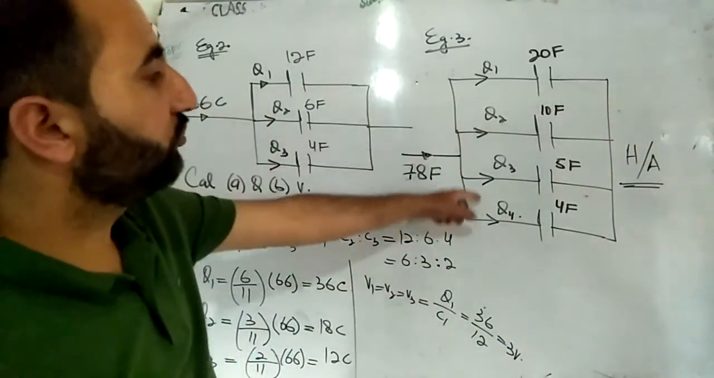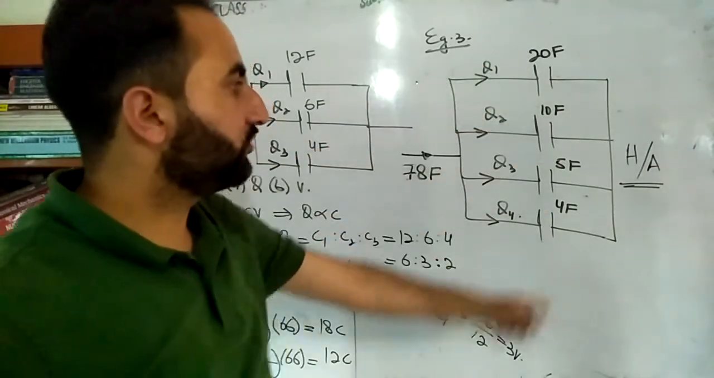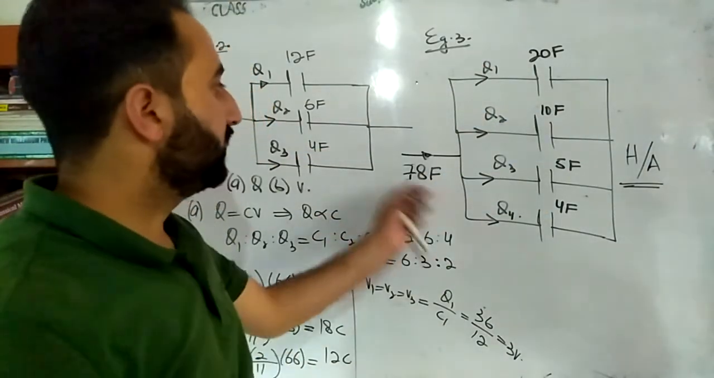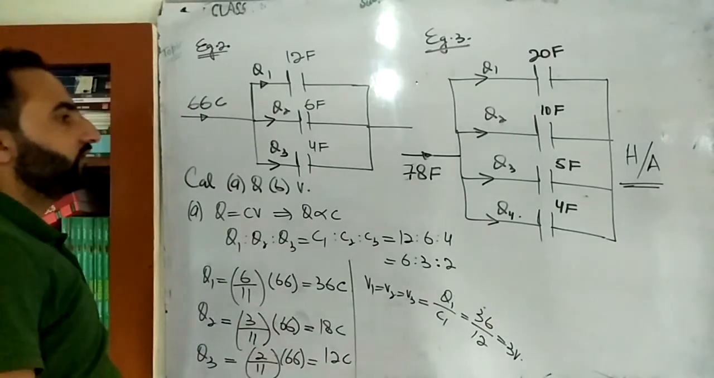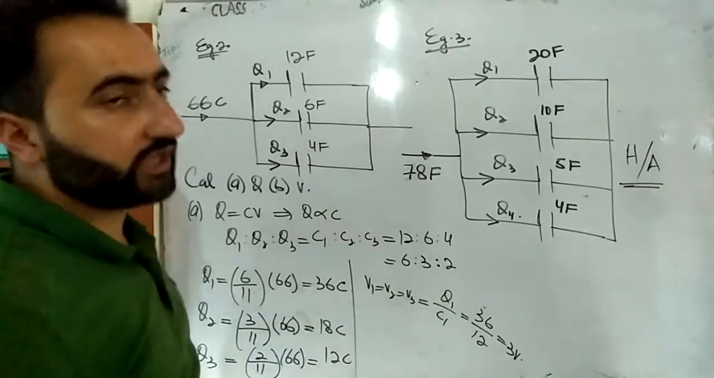Do this one yourself. It is exactly the same. Q1 is to Q2 is to Q3 is to Q4 will be equal to 20 is to 10 is to 5 is to 4. Then try it yourself. Okay, so enough for today.